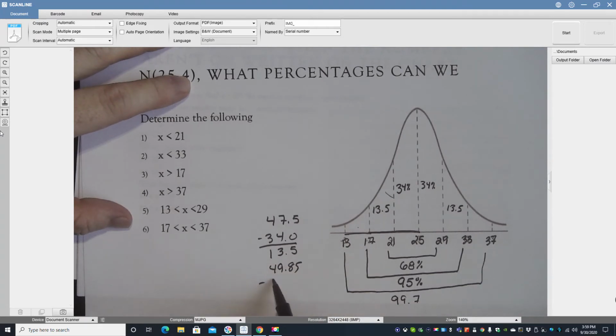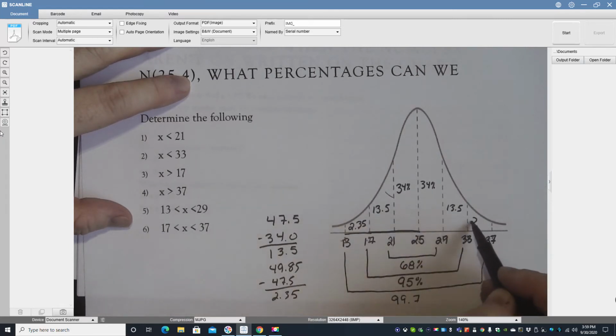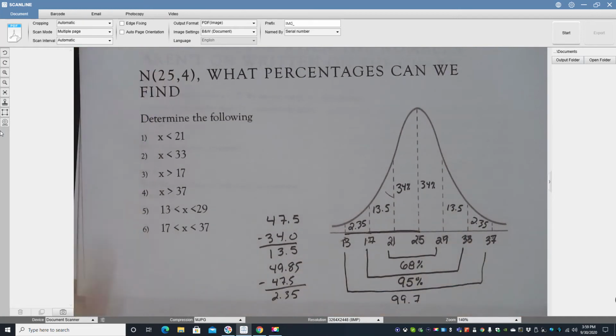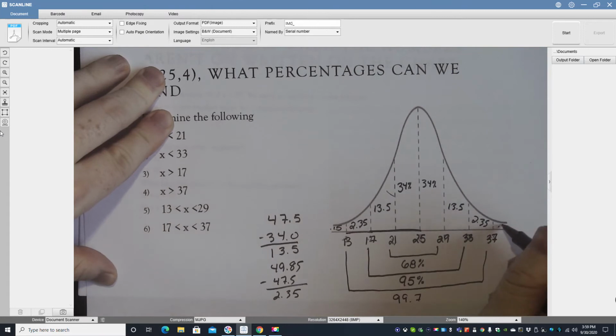So I take that and I deduct my 47.5, and I get 2.35 on either side. And they have to be the same thing, because remember, they have to be symmetric. And finally, the whole curve would have to represent 100%. Well, I've already got 99.7 between these two. So if I take 100 and subtract 99.7, that gives me 0.3. I then will cut the 0.3 in half, and that gives me 0.15 on both sides.